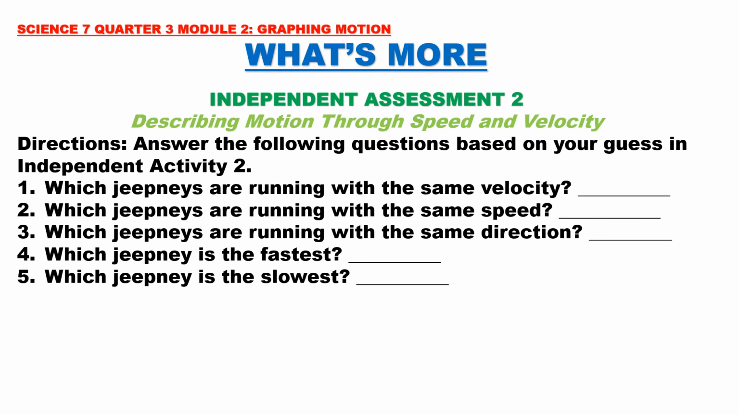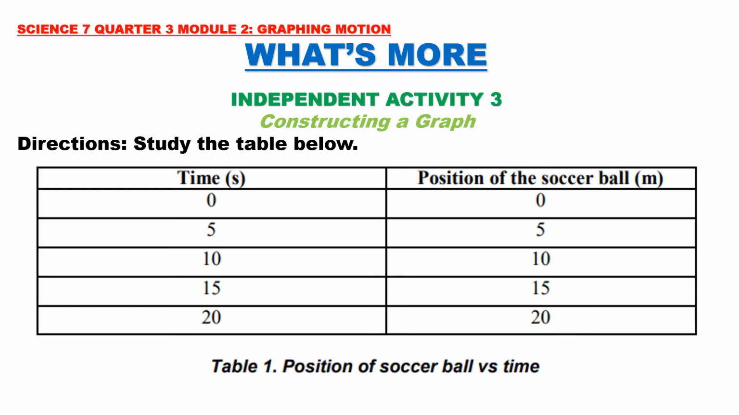Next, independent assessment 2. Answer the following questions based on your independent activity 2. So, titingnan nyo lang yung ginawa ninyong independent activity 2 para masagutan nyo to. 1. Which jeepneys are running with the same velocity? 2. Which jeepneys are running with the same speed? 3. Which jeepneys are running with the same direction? 4. Which jeepney is the fastest? And 5. Which jeepney is the slowest?